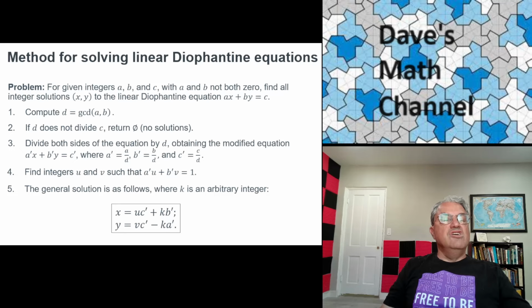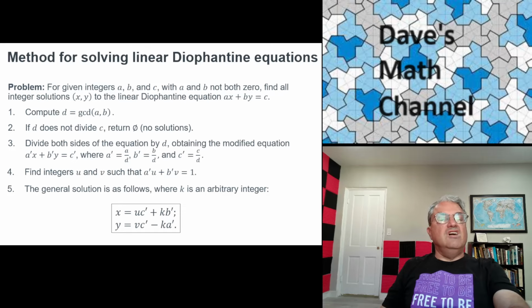I'm not going to do that. You can check it yourself. But the algebra works, and you'll find that it does. This pair x, y does satisfy the original Diophantine equation, ax plus by equals c. Anyway, so that's how you solve it.